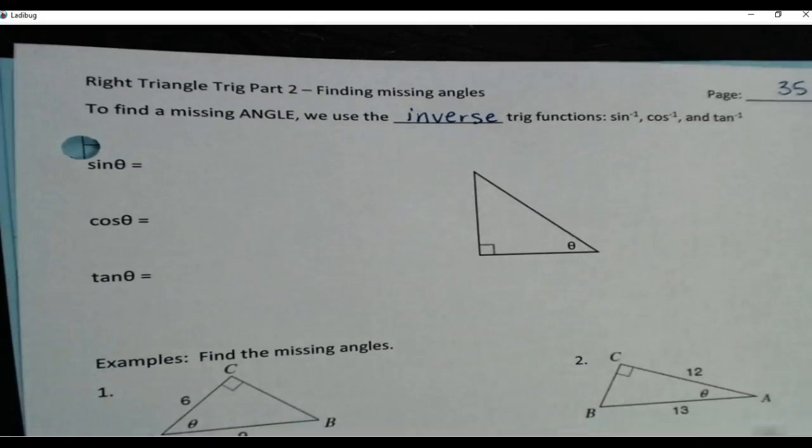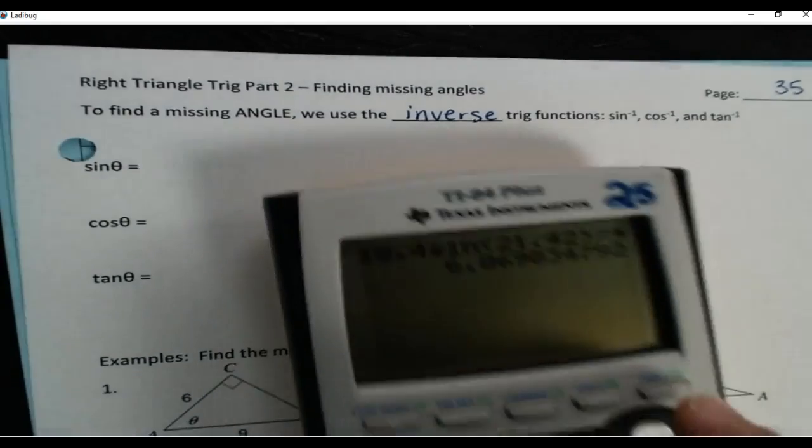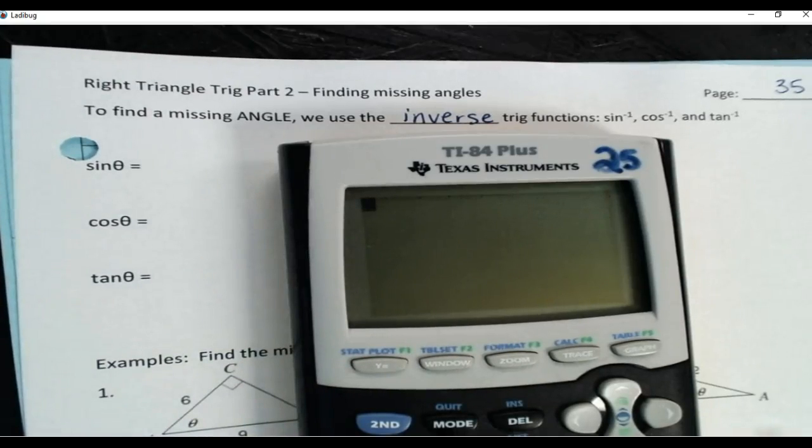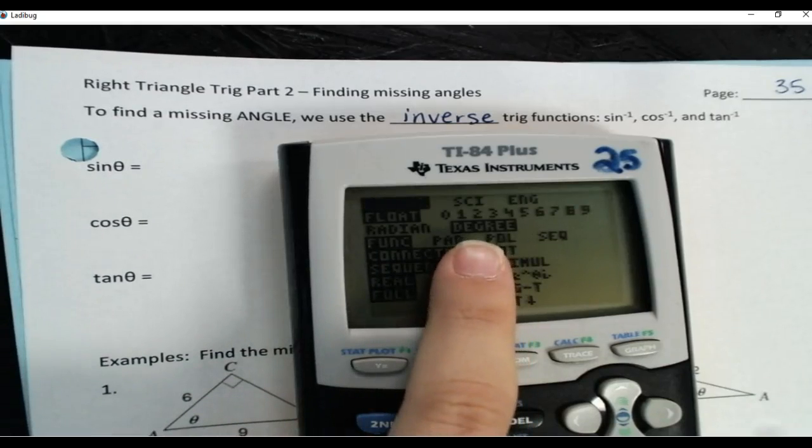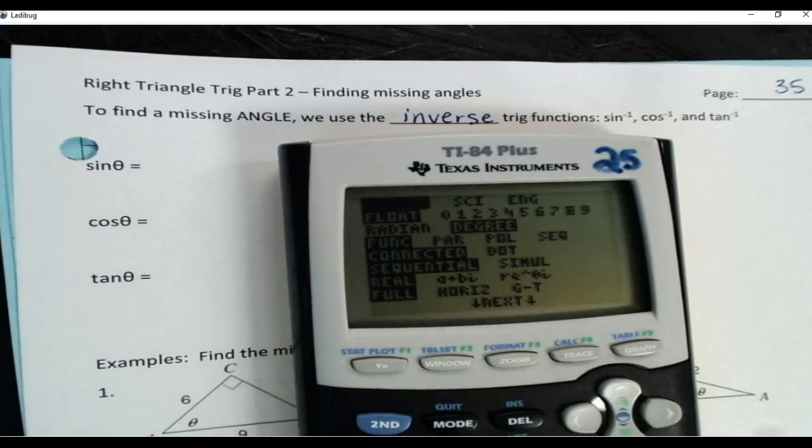Those are sine to the negative 1, cosine to the negative 1, and tan to the negative 1. So just like yesterday, always make sure that you're in degree mode. Remember to do that on your calculator: you go to mode beside the blue button, and it's the third line down. You want to scroll down and make sure degree is highlighted.